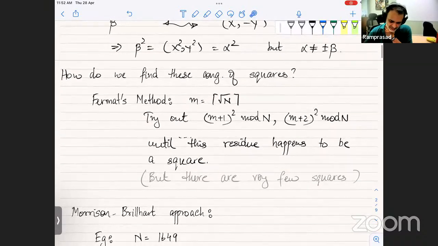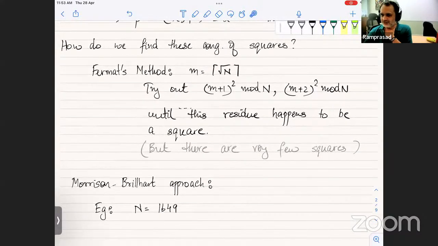And Morrison and Brillhart came up with a different approach, to say, no, let's not try to get these squares in one shot.